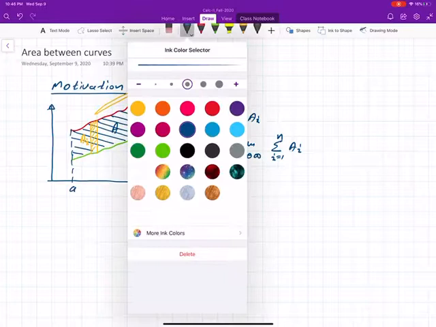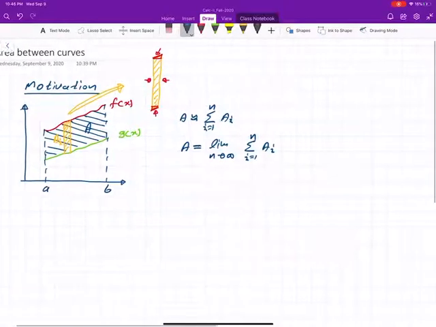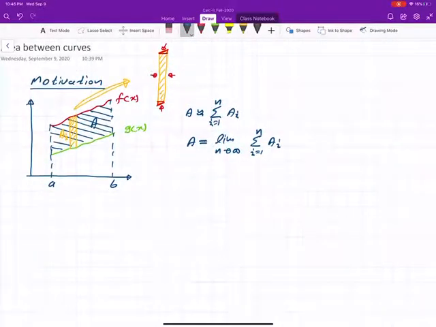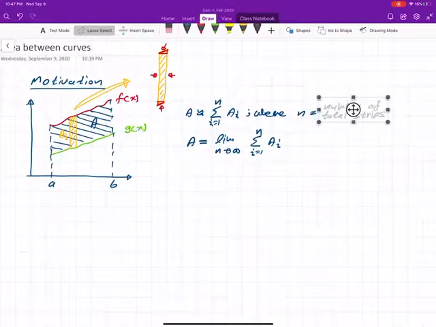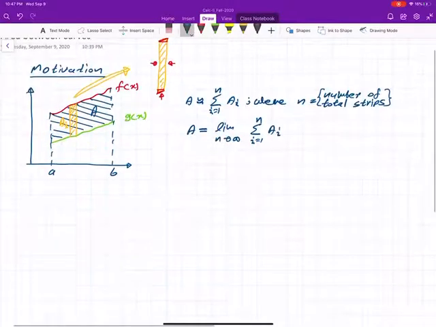That is how you represent infinitely many slices mathematically. That means you just say n goes to infinity. This n is the number of slices. Let me write this: n equals number of total stripes. Stripes and slices are both the same. That's your n. So you make n go to infinity.